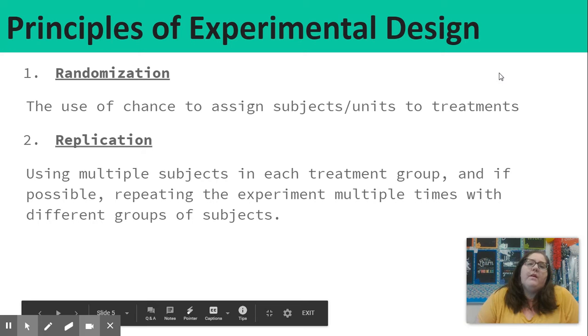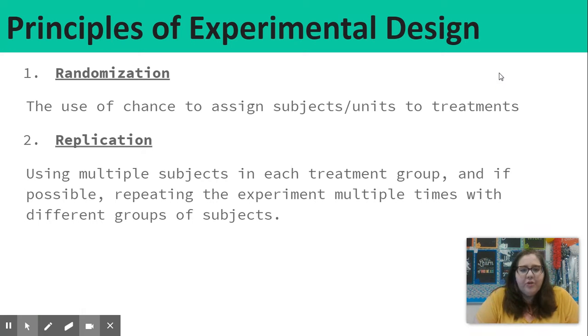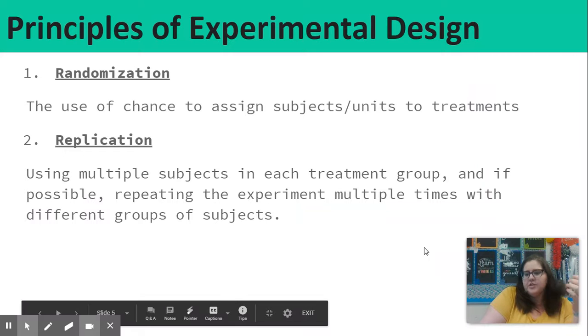Our second principle of experimental design is replication, which means a couple of things. It means using multiple subjects in each treatment group. So you should have an experiment that has more than one subject doing each treatment. And then, if possible, repeating the experiment multiple times with different subjects, or at different times of the day or different times of the year or in different places, just repeating it to see if we get the same results multiple times. The AP exam tends to refer to replication as using multiple subjects in each treatment group and not just doing it with one person.